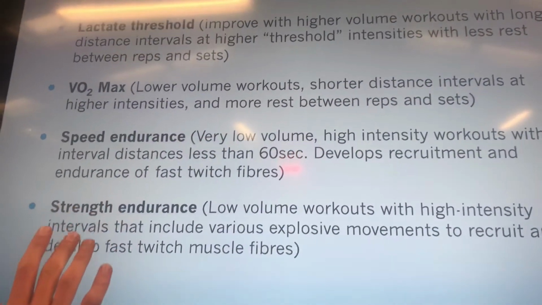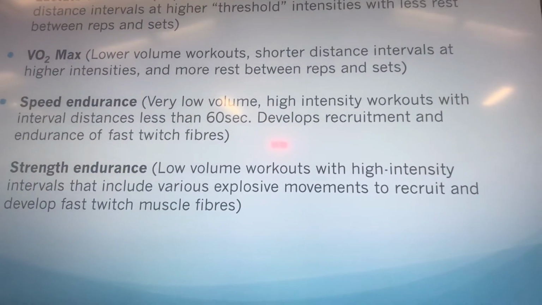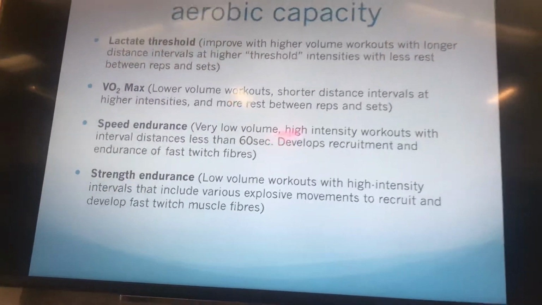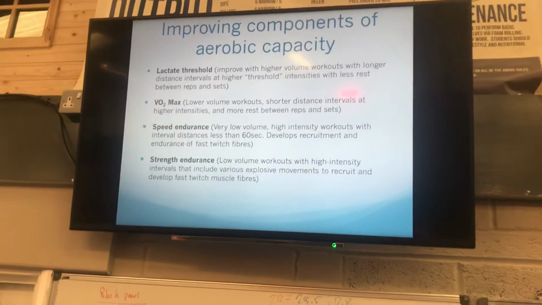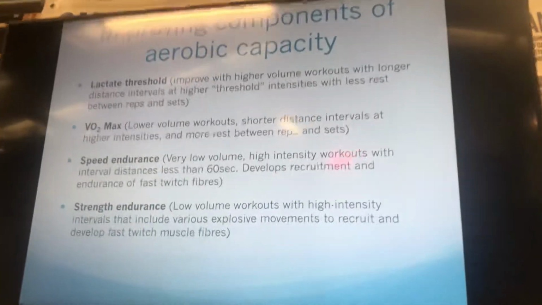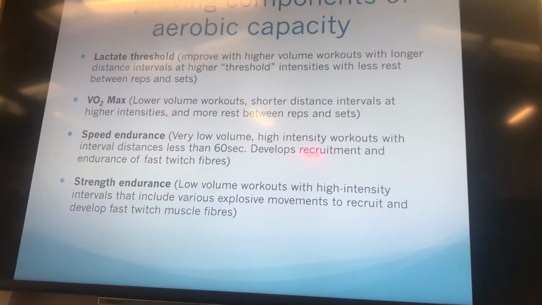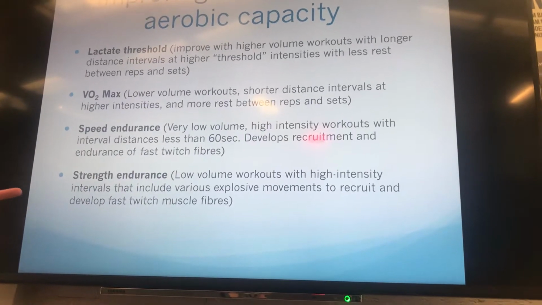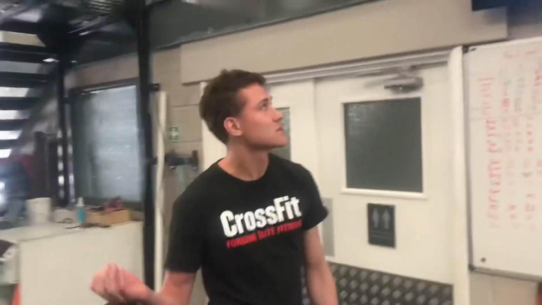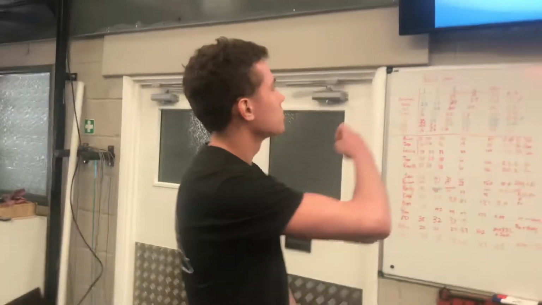So the last two, speed endurance and strength endurance, are two very low volume, different but quite similar types of training. Speed endurance is just for things like running, rowing, cycling. We're working on distances less than 60 seconds. Both of these are developing fast twitch muscle fibers, but strength is more like WOD type movements, lifting heavy weights, long distances quickly. Speed endurance is more like technical sprints, technical rowing.